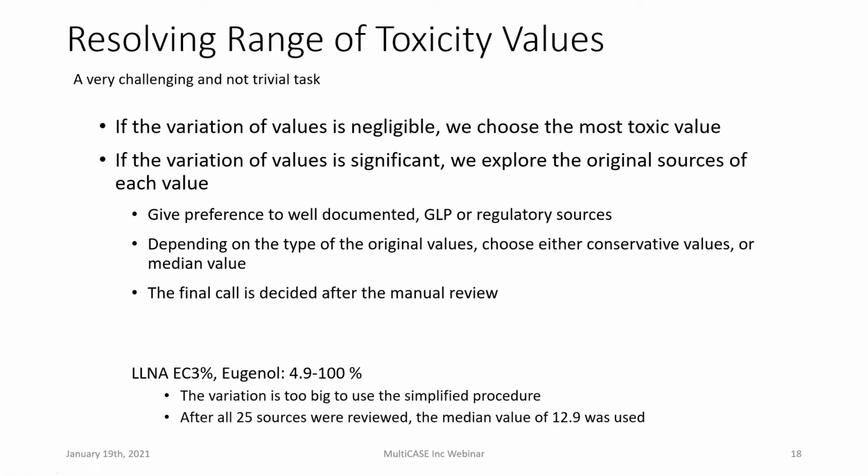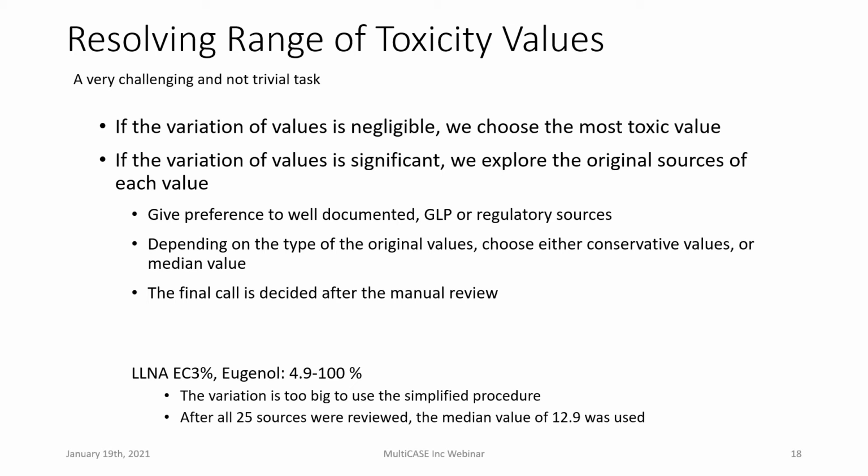If we have a range of toxicity values, then the task is really challenging and very non-trivial. Well, the easiest case is when the variation of values is negligible. It's almost the same, plus or minus 1%, 2%, 5%, if we're dealing with percentages. Then we choose the most toxic value. We go the conservative way.